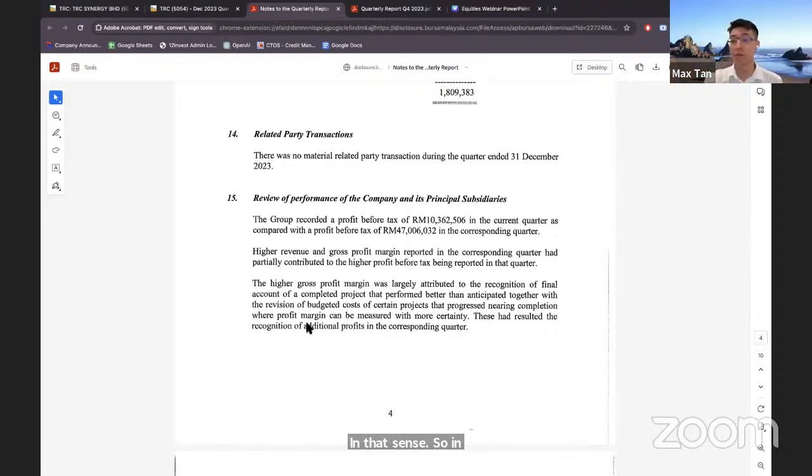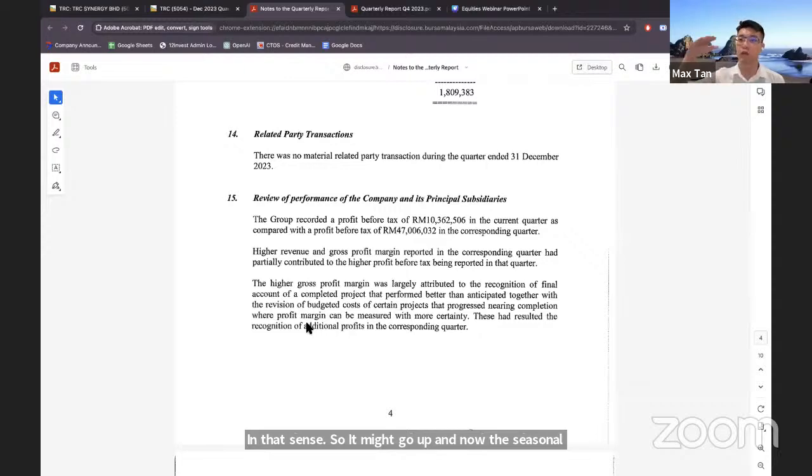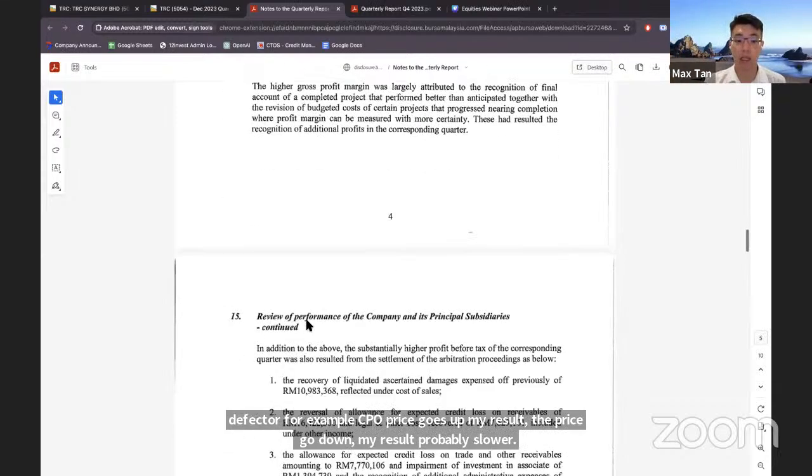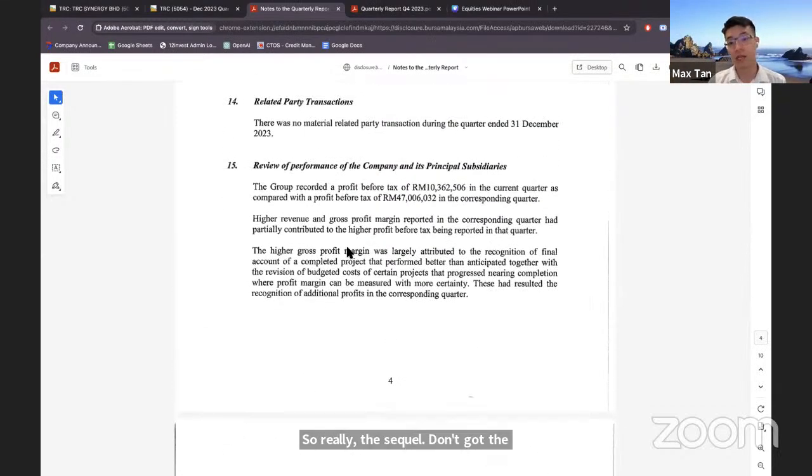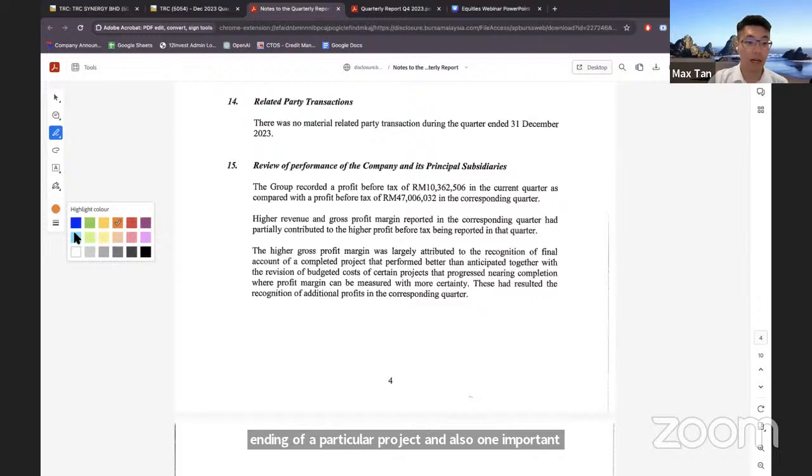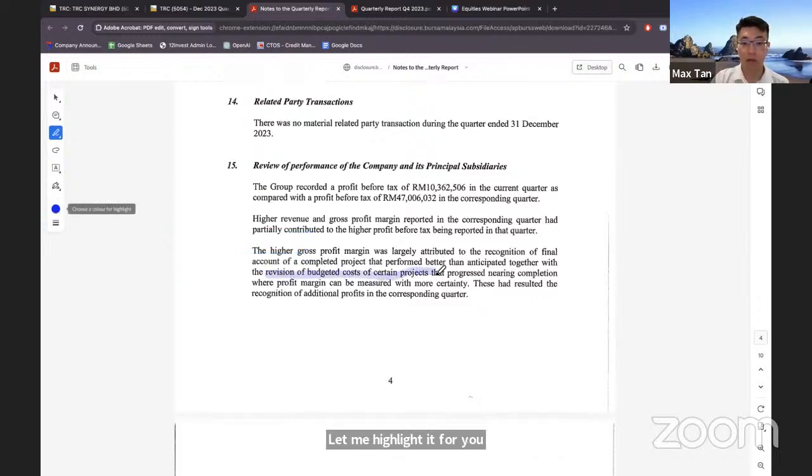The seasonality factor. For example, CPO price goes up, my results are better. Price goes down, my results are probably slower. So rarely you will see quarter-on-quarter continuous growth companies, right? So basically, over here you can see that the company says, oh, last quarter we had the ending of a particular project, and also one important term here. Let me highlight it for you. Something that you should take note of. Sorry, sloppy hand. There's a revision of budget costs.